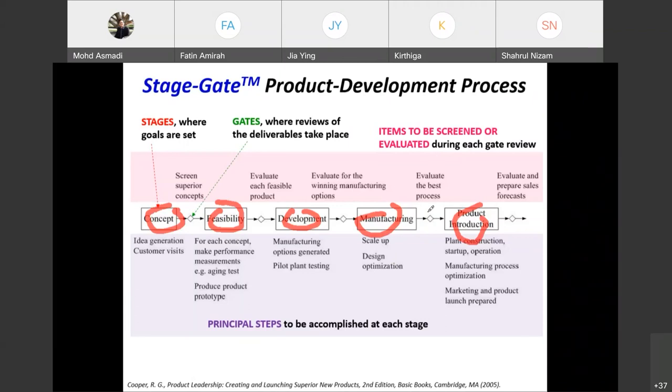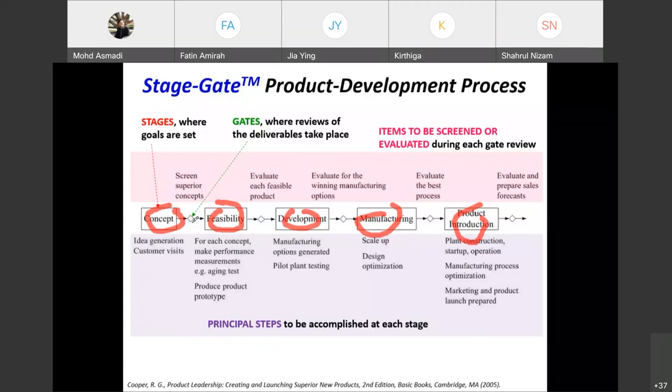I told you there are five gates represented with the diamonds. This is how we review the deliverables that are going to take place. And then below is the principal step, in terms of concept, right? Idea generation. Actually, the main purpose why we do a review for each gate is to reduce the risk, right?